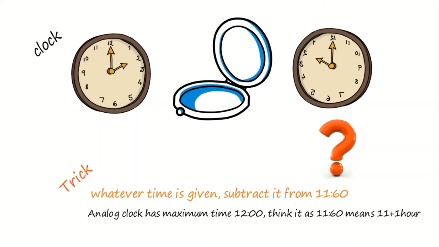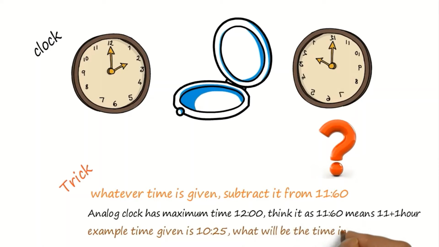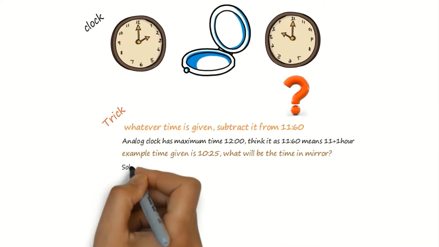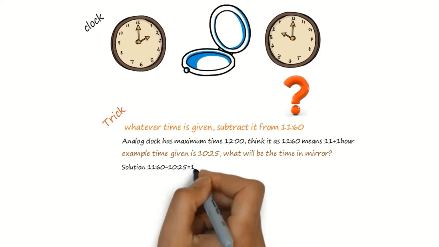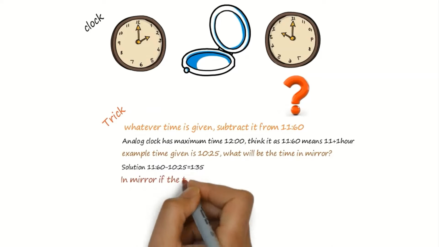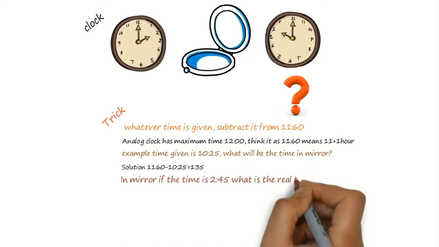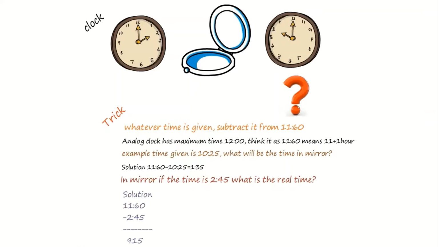So for an example, if real time given is 10:25, the mirror image time will be 11:60 minus 10:25, which will be 1:35. On the other hand, if the mirror image time given is 2:45, the real time will be 9:15. So this is the simplest calculation that you have to remember.